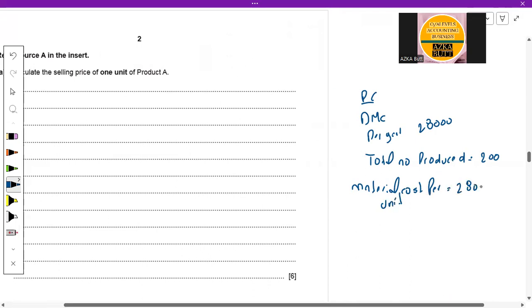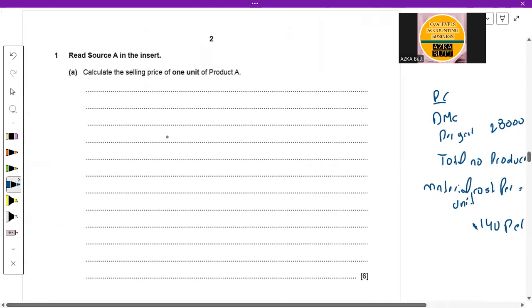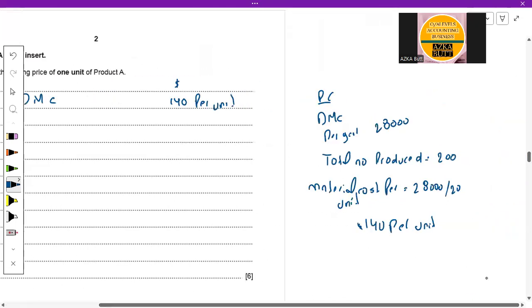$28,000 divided by 200. So we have $140 per unit material cost. Okay, so first of all, write the direct material cost, which is $140 per unit. Okay, and now let's calculate the direct labor cost.